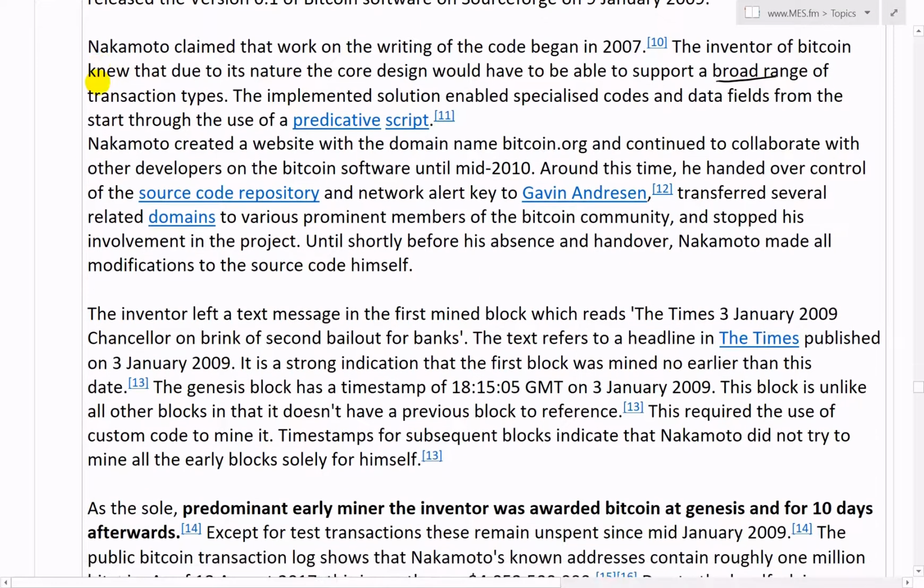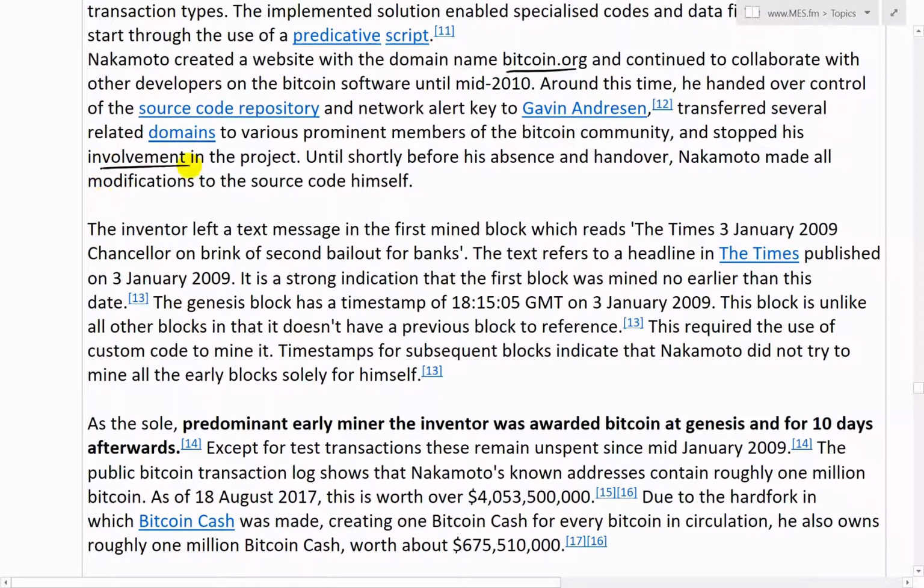Nakamoto created a website with the domain name bitcoin.org and continued to collaborate with other developers on the Bitcoin software until mid-2010. Around this time, he handed over control of the source code repository and network alert key to Gavin Andresen, transferred several related domains to various prominent members of the Bitcoin community, and stopped his involvement in the project. Until shortly before his absence and handover, Nakamoto made all modifications to the source code himself.